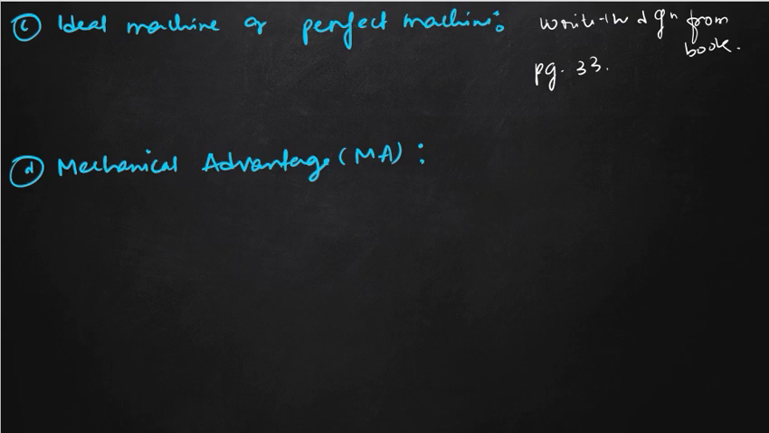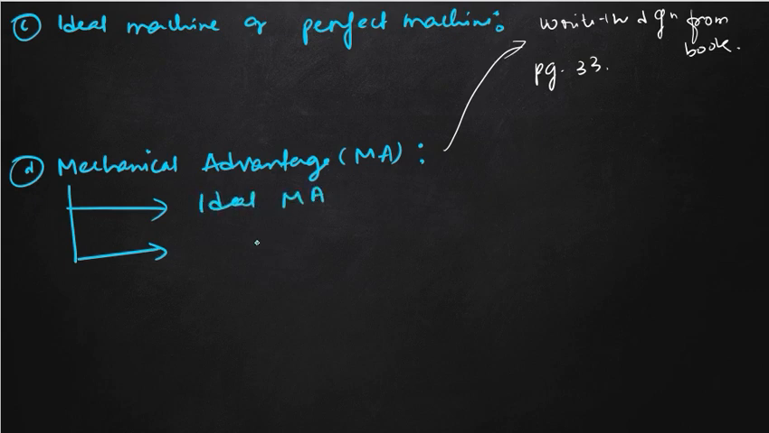On this basis, we can classify the mechanical advantage into two categories, that is ideal mechanical advantage and actual mechanical advantage. For mechanical advantage itself, I think you can write it from the book. We will discuss the two types. So what are our two types? Its two types are ideal mechanical advantage and actual mechanical advantage.